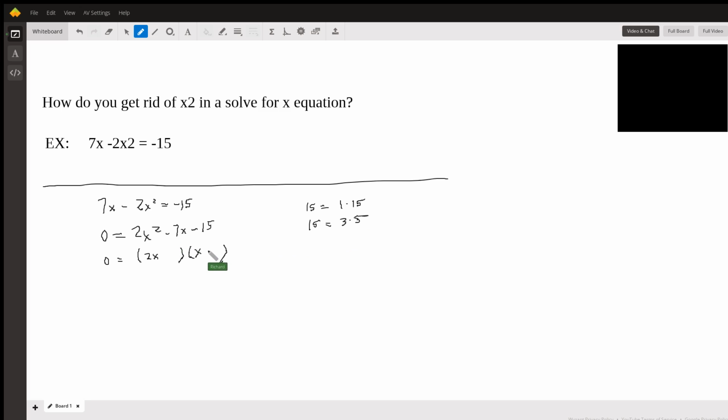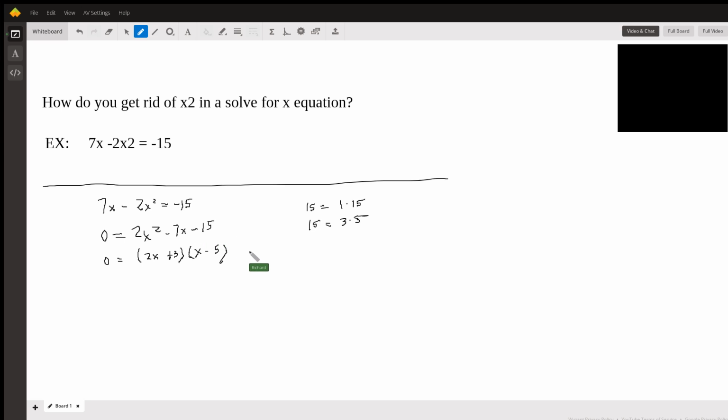Now I have a 7 in the middle, which tells me I have to put the 5 here, because 2 times 5 is 10, and I need something big. And I know it has to be a negative, so I'm going to put a negative here. And then I'll put a plus 3 here. The reason I'm putting a plus 3 here is that when I multiply 3 times negative 5, I need negative 15.